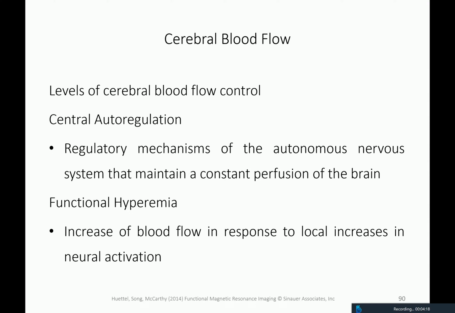What we are more interested in, of course, as we established in the very beginning, is functional hyperemia, which is this increase of blood flow in response to a local increase in neural activation. So we are not that much interested in the central autoregulation of cerebral blood flow control, but this functional hyperemia level of control.